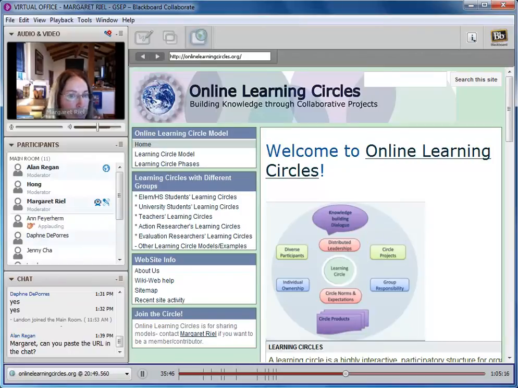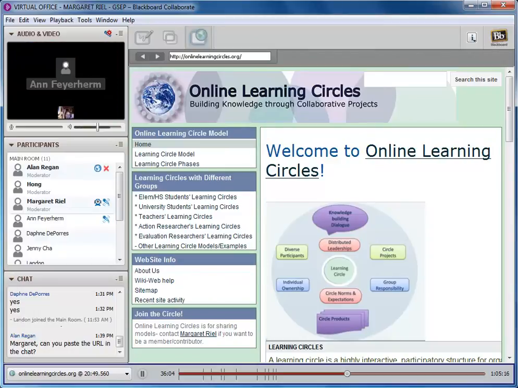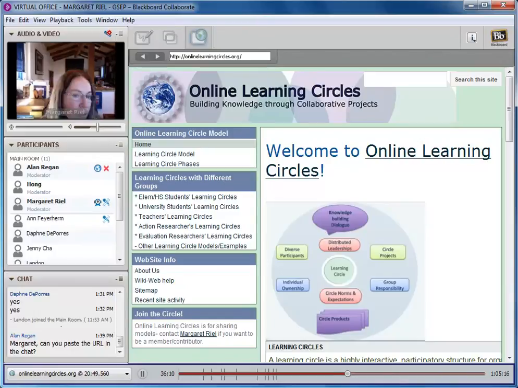So that's their one. I'm going to now switch to my course. Is that working? You're seeing now Action Researchers Learning Circles? Yes? Yes, I really appreciate the project and the demonstration. I think it's exciting. Okay, good.